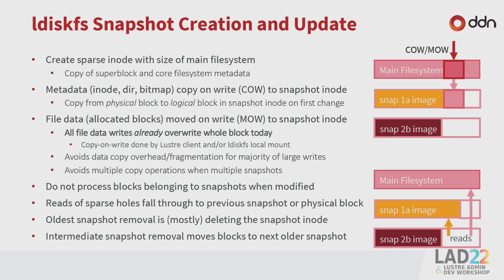Because even if you're writing 1 byte of data to a file, the Lustre client is going to do a 4K read, modify, write. And so we'll always get at least block size IOs into the snapshot. And we have to exclude blocks that are part of the snapshots themselves, so we don't recurse and make the transactions big. On the read side, if there's holes in a snapshot, it will read through to the next older snapshot or to the main file system, so that we don't have to make copies of all the data and metadata in the snapshot files.